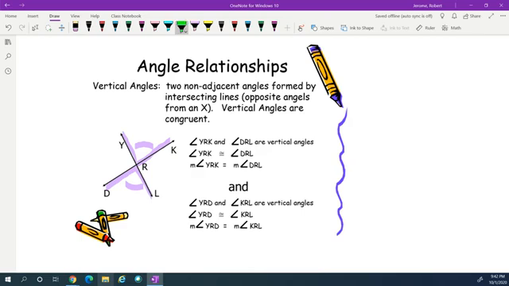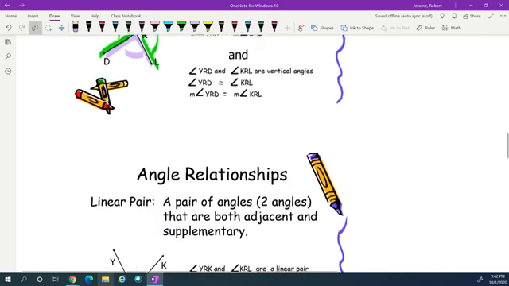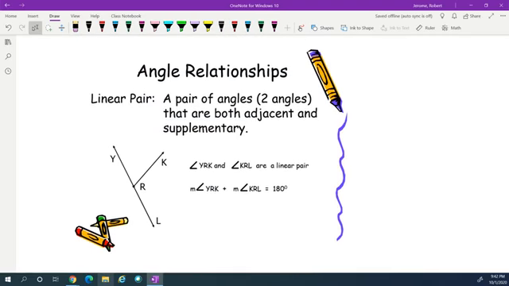The other ones are true also. Angle YRD and angle KRL are also vertical angles. They are congruent and they have equal measurements. So whenever we have an X in the picture, we have two pairs of vertical angles. Vertical angles are congruent. Vertical angles have equal measurements. And we have a linear pair. A linear pair is always going to look like a Y. So vertical angles look like an X. A linear pair looks like a Y.